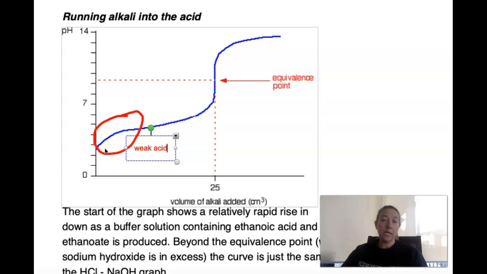So this is running a strong base into a weak acid. We know we started with the acid in the flask because of our initial pH, and we know that we were adding the base because we obviously saw that over time the pH of our solution was going to increase.